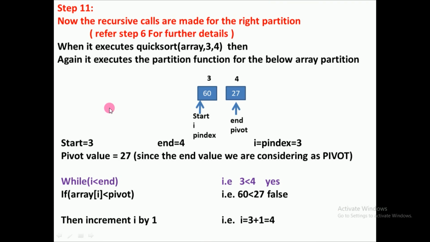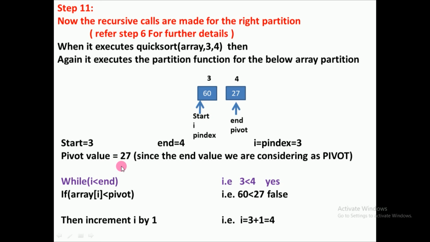Now the recursive calls are made for the right partition that I have explained in the 6th step. When it executes quicksort array comma 3 comma 4, then again it executes the partition function for the below array partition. We can see here start, I, P index points to 3 and end and pivot points to 4. And the values are 60 and 27. Now pivot value is 27.